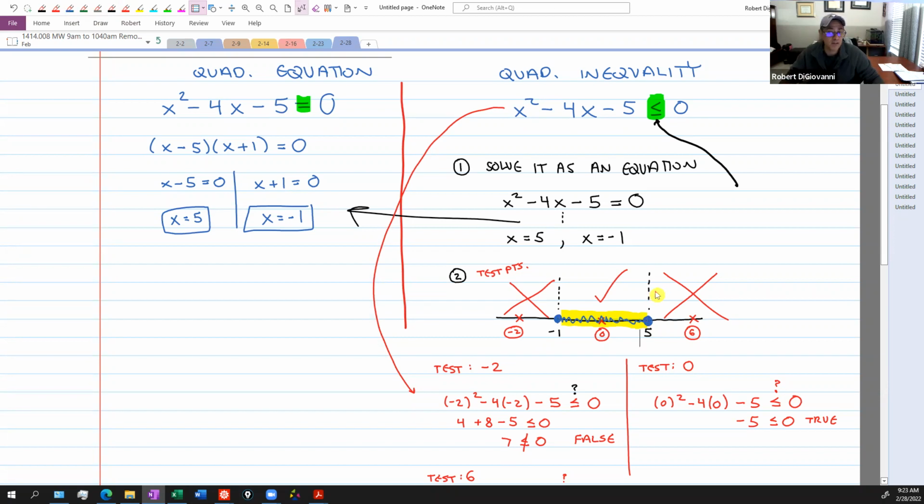So our final solution written as an interval would be bracket -1 to 5, close bracket. That is the interval of solutions. All right, that's the interval of solutions we have.